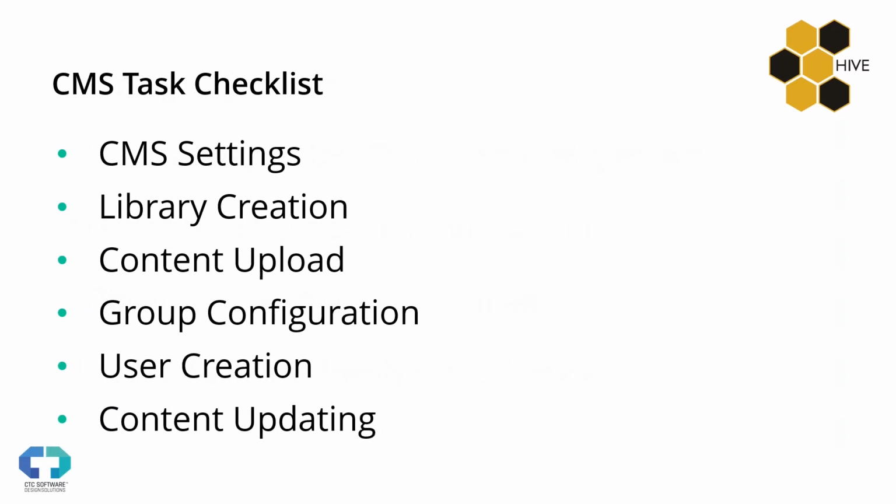So quick recap. What is the general best practice that I go through when I start setting up a library and that you might want to follow as well? There's originally a 5-point checklist that's now a 6-point checklist because I've added in content management, or content updating. But the first thing is checking your CMS settings, which we're going to do first thing. We're going to do some library creation, talk about how to upload content, a little bit about group configuration.